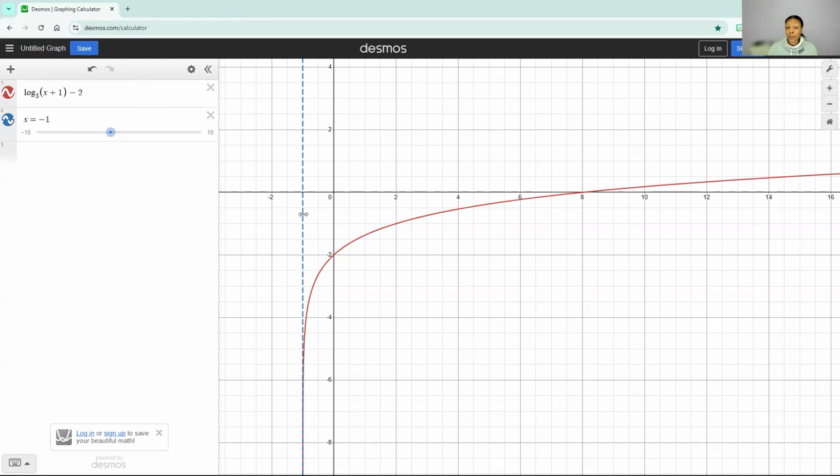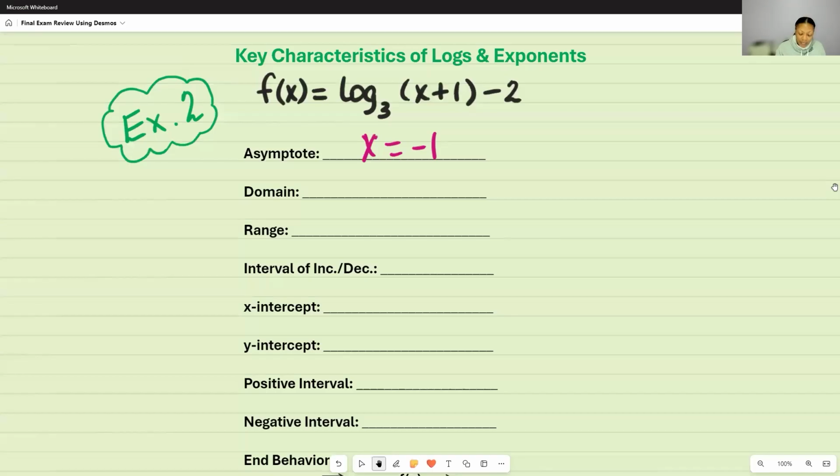So since I read from left to right, I'm going to start at this asymptote from -1, but I can keep going on to +infinity, and this is going to be in parentheses.